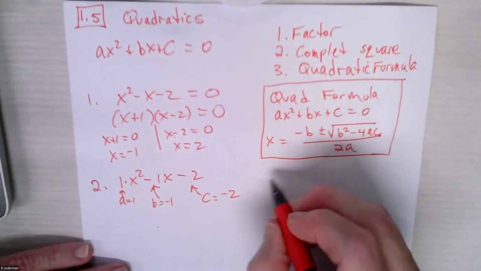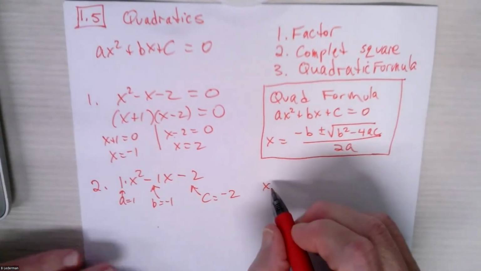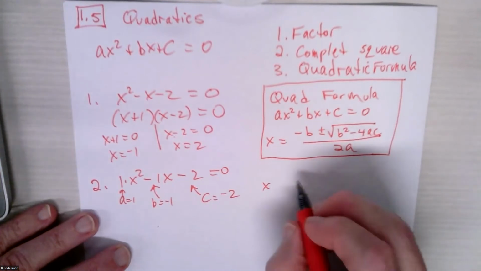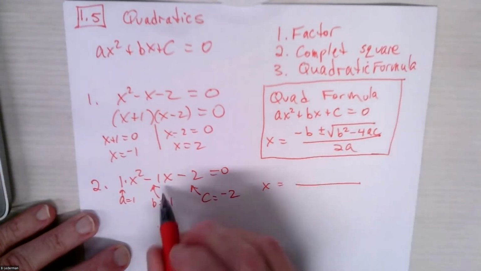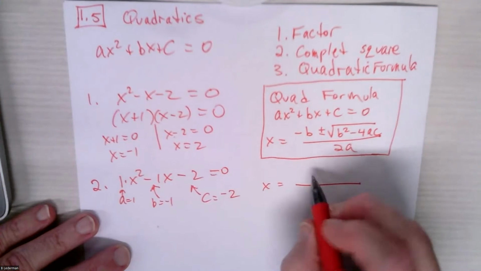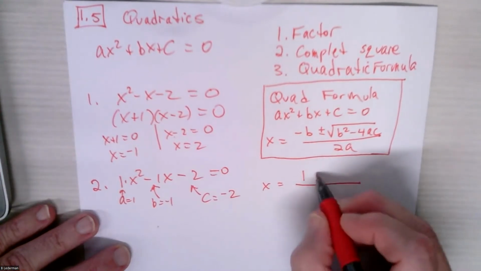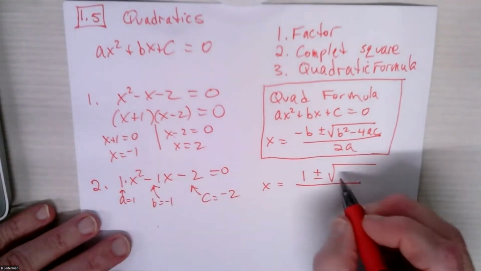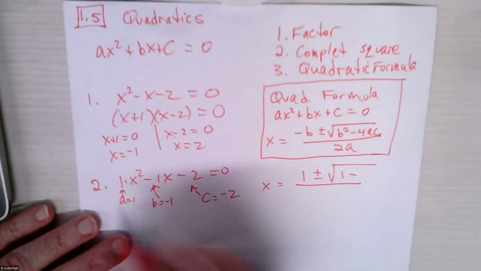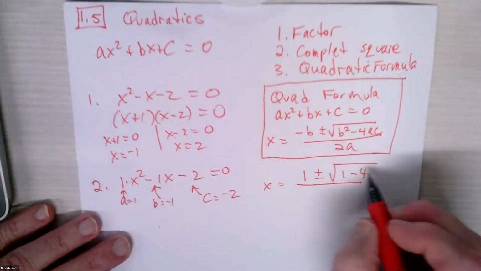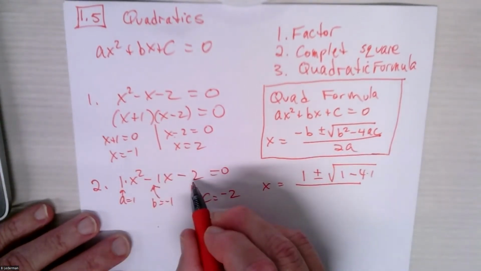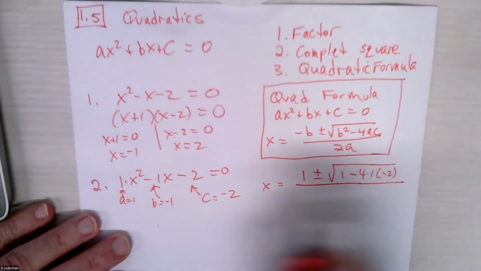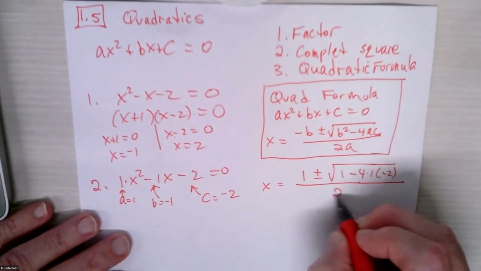Now I'm going to plug that into the formula, and I'm going to get the x values that make this equal 0. The x values that make this whole thing equal 0 are going to be -b. So -b is -1, so it's +1, plus or minus the square root of b squared. Now, -1 squared is just +1, minus 4 times 1, because that's a, times c, which is -2, over 2a, which is 2 times 1.